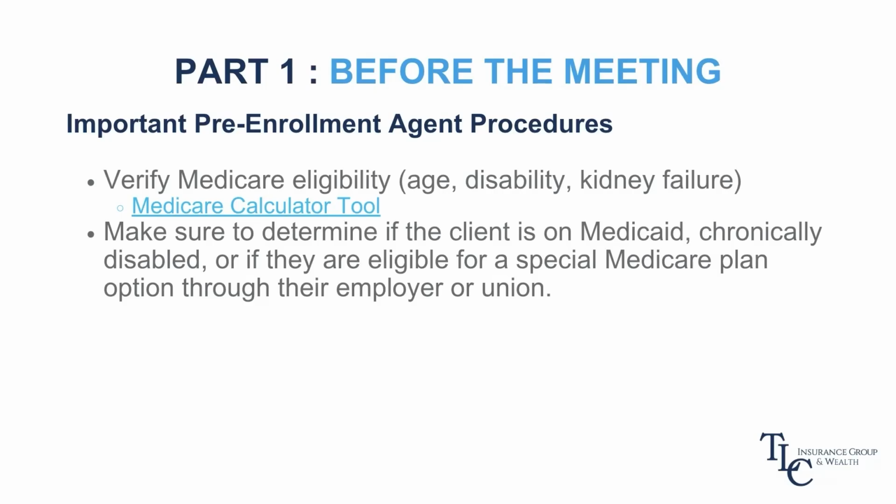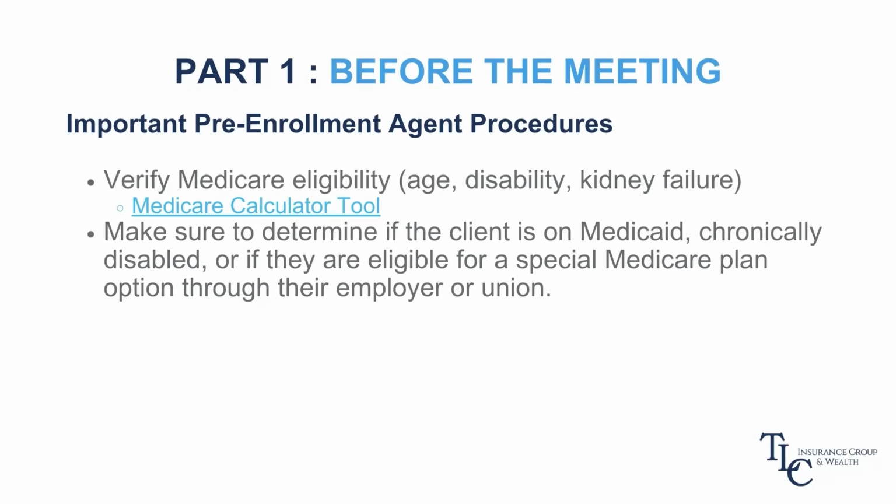So sometimes we have to do a little next level research into their condition, especially if they're under 65. We also want to make sure to determine at the beginning, and we can even talk about this when we're scheduling, whether or not that client is on Medicaid. Are they chronically disabled? Do they get care through the VA predominantly? Or are they eligible for a special Medicare plan option through their employer or union?